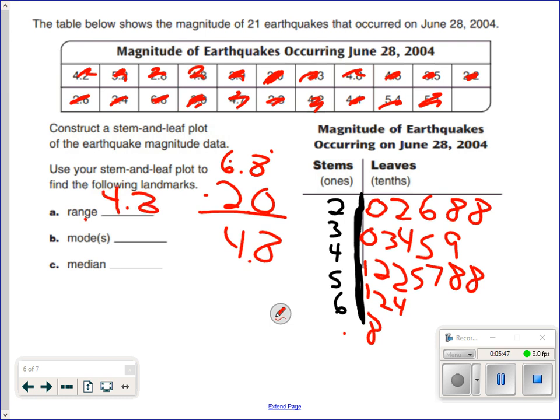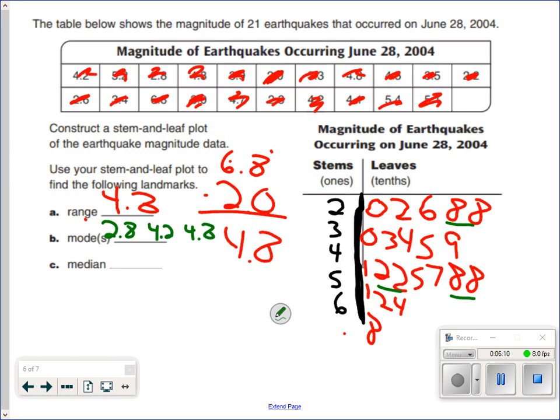Which one happens the very most? Looks like I've got two eights here, a couple twos right there. So I have three modes. 2.8 is a mode. 4.2 is a mode. 4.8 is a mode. It's okay to have three modes.